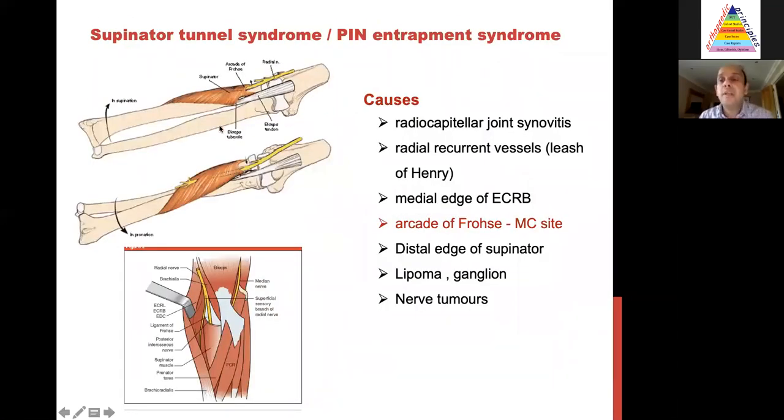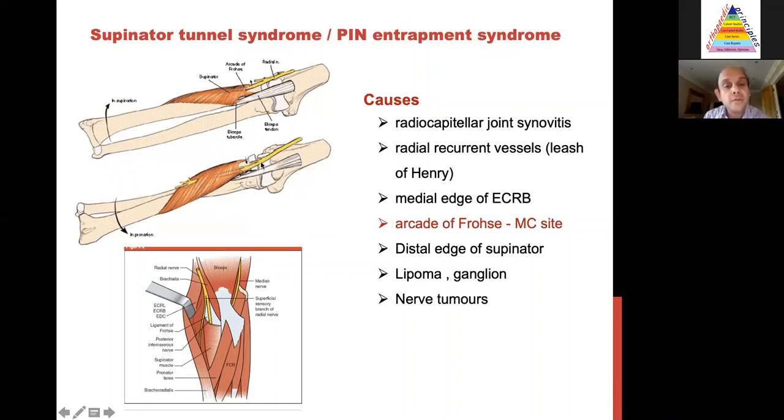So, supinator tunnel syndrome. As we were saying, the radial nerve motor branch goes through the two heads of supinator, like your median nerve through the two heads of pronator teres. Every time any nerve goes in between two muscles, it is bound to have some potential entrapment. So this arch, like your sublimis arch in FDS, is known as the arcade of Frohse. When the nerve goes through it, this is a site of compression. Then as it is coming out, that's a site of compression.